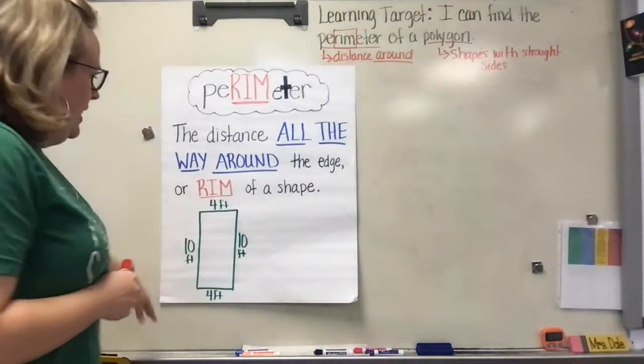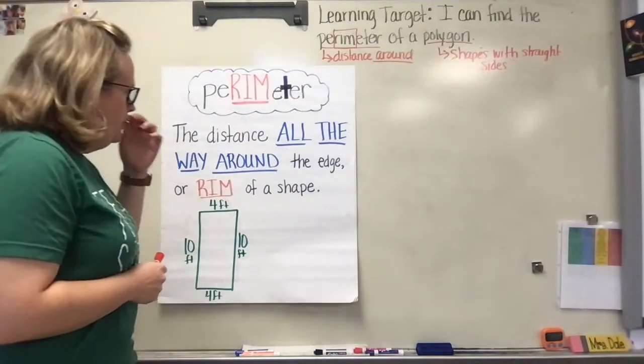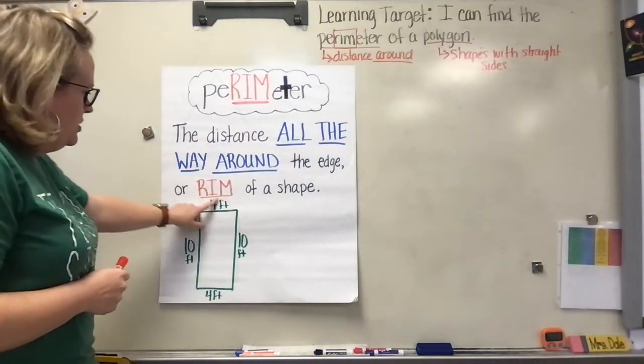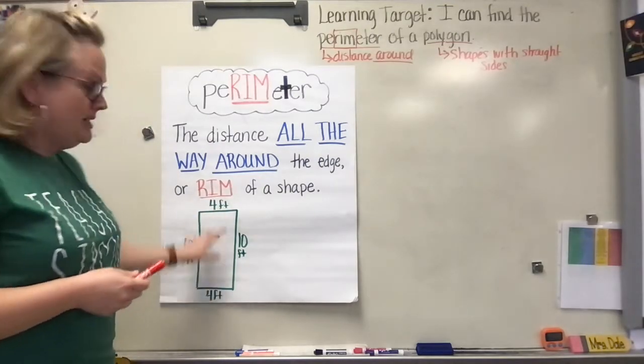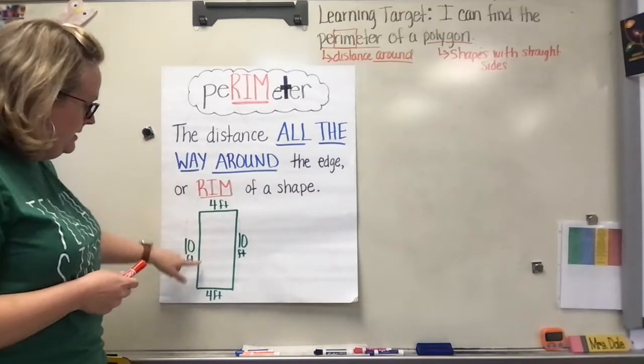How far is it? So, for example, I drew this one on our anchor chart. This polygon happens to be a rectangle because it's got 2 long sides and 2 short sides.